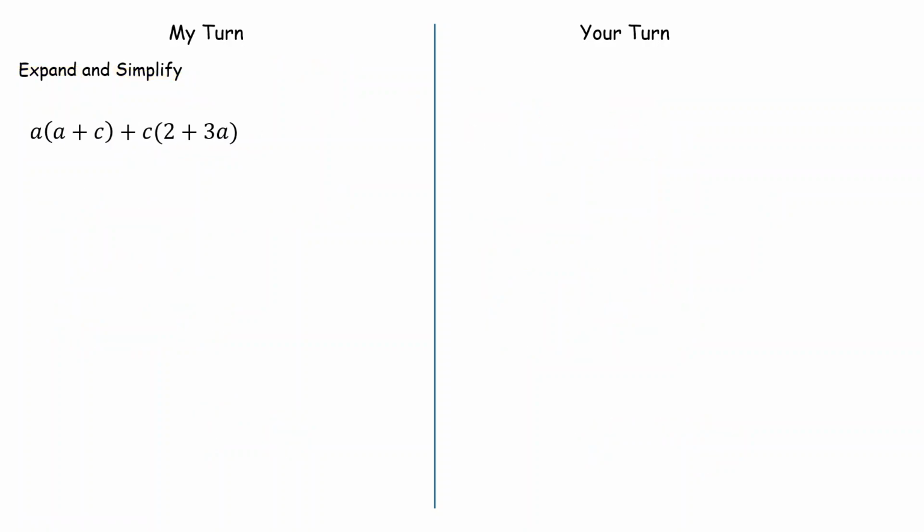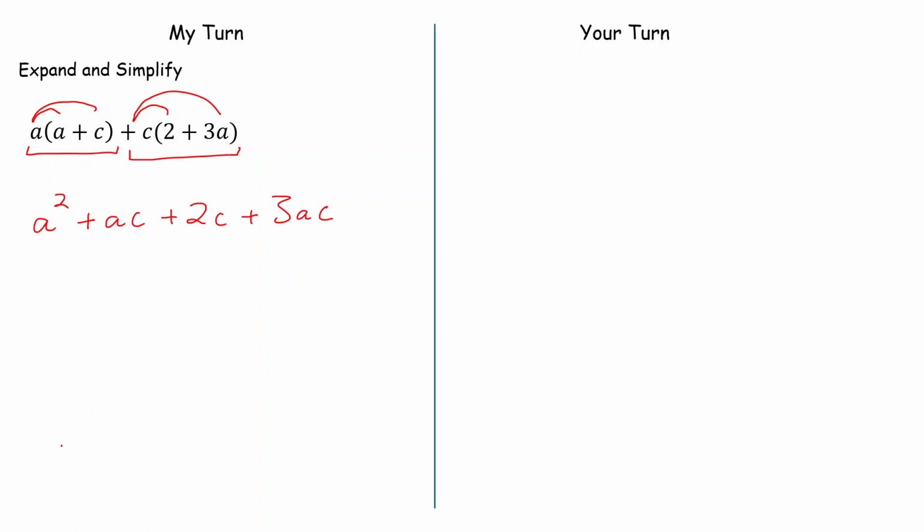How many more have we got? A couple more. So this one here, expand and simplify again. Let's look at this one. So again, begin by looking at the first bracket. We've got a times a, which we know is going to be a squared. A times c is going to give you plus ac. We've then got over here, we've got a positive c times by a 2, so plus 2c. And a c times by a 3a, it's going to give you positive 3 times a times c is just simply 3ac. You just clump it all together.